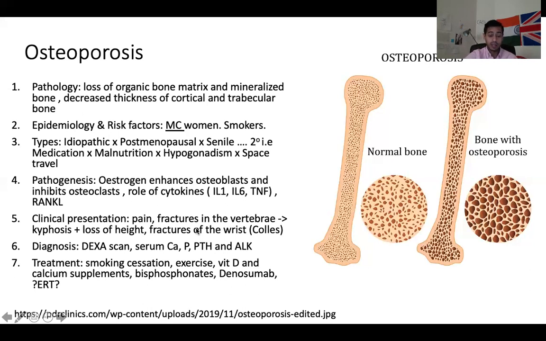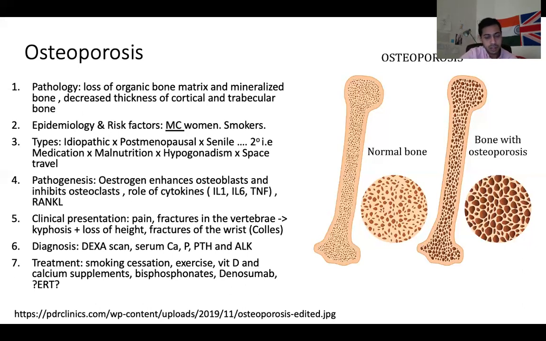How do we diagnose it, or what would we look to find out about this osteoporosis? So we would do a DEXA scan, so we would do a bone densitometry scan to simply see the density of the bone. We could also do a serum calcium, phosphate and parathyroid hormone as well, along with alkaline phosphatase.